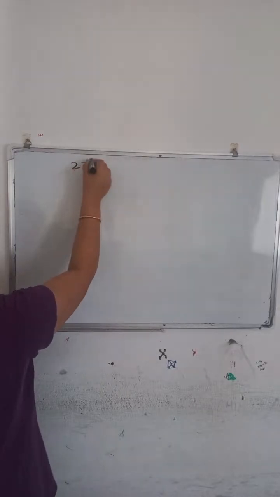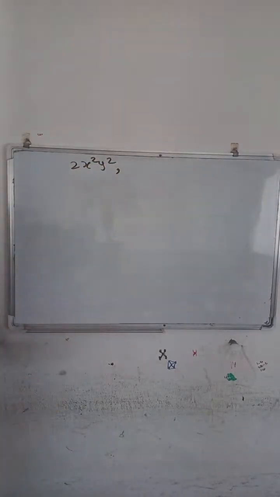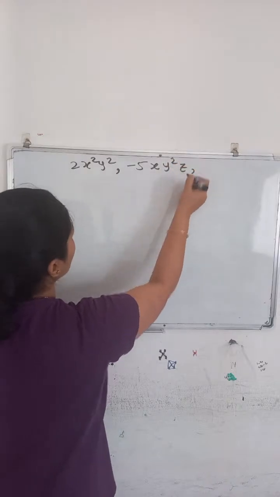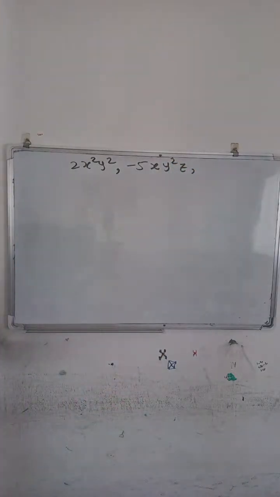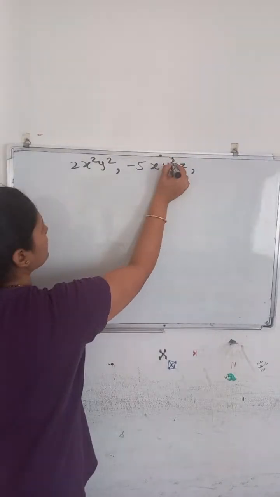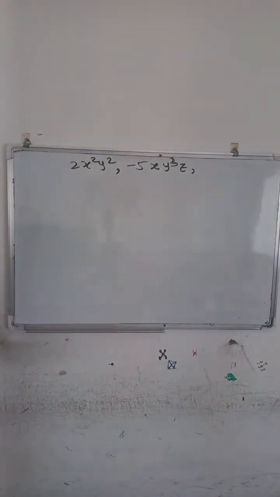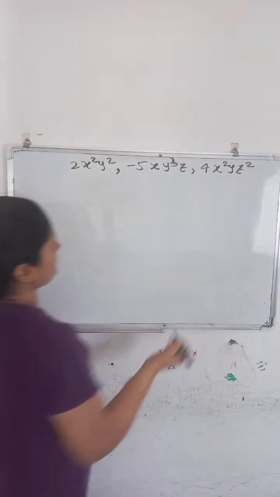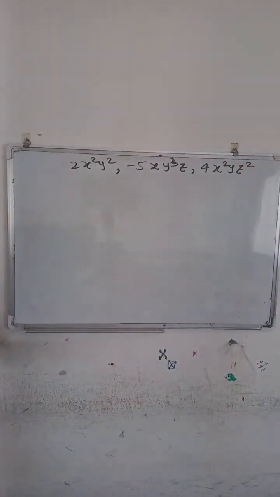Find the product of 2x cube y square, comma, minus 5x y square z, comma, y cube x y cube z, and 4x square y z square. This is the question, and they are asking us to find out the product. So here how to find out the product?